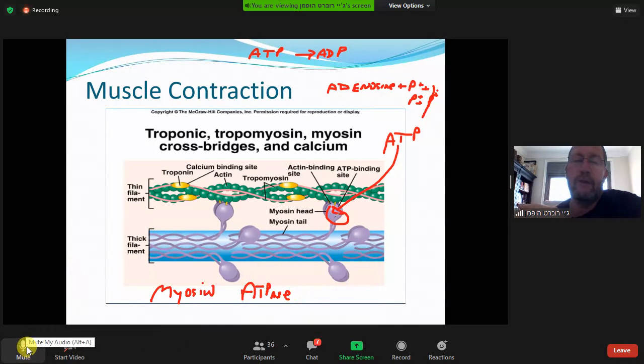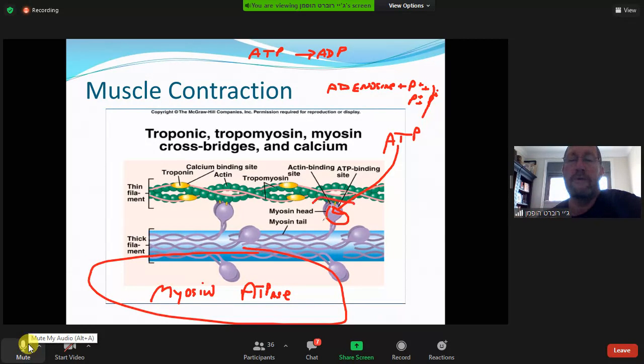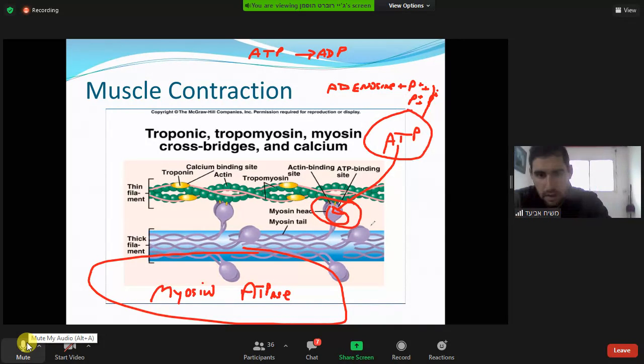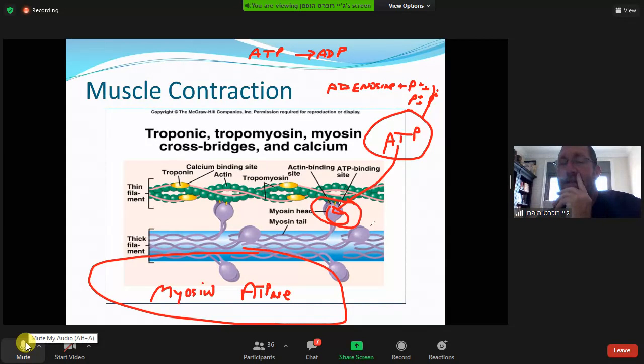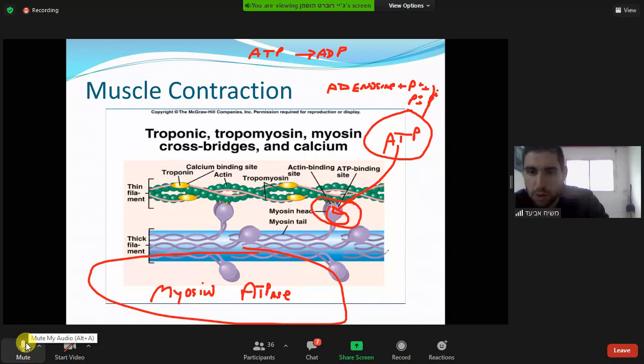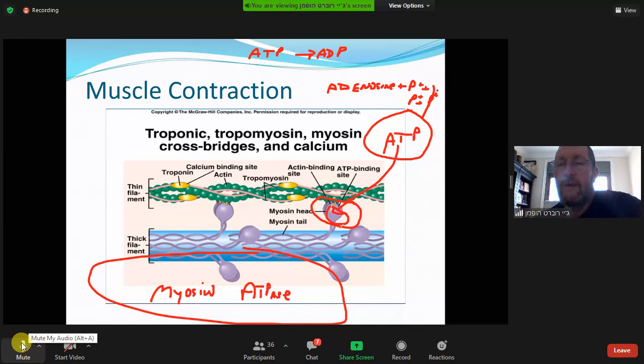Any questions regarding that? This enzyme, know where this is occurring, understand what is happening here. I didn't understand. The ATP separates them? Correct. So what causes the movement?